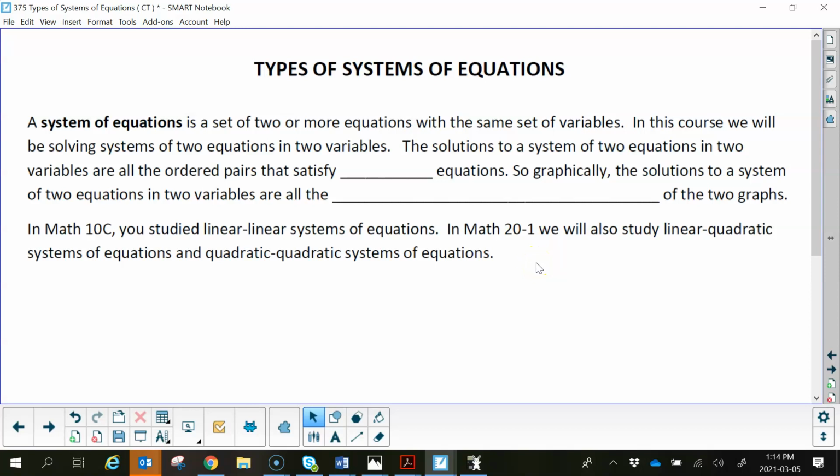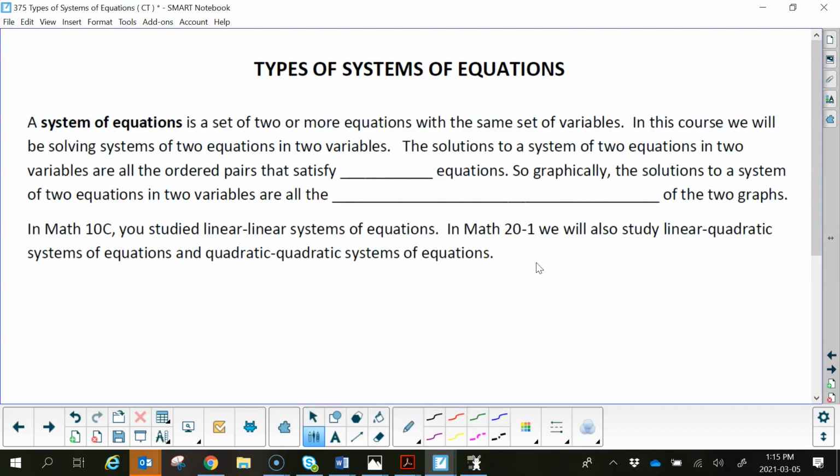Okay, so types of systems of equations. Back in Math 10, we did linear systems, and I think we did a little bit of quadratic linear, but not two quadratics together. Same process. You can use elimination, but it kind of depends. You would only eliminate y, the dependent variable. Substitution is probably the more common method.